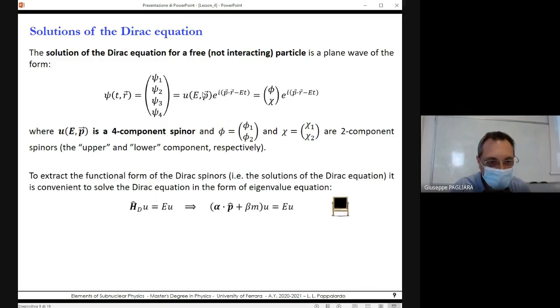Now, to extract the functional form of the Dirac spinors, so the solution of the Dirac equation, it is convenient to solve the Dirac equation in the form of the eigenvalue equation. So let's go back to the original Dirac operator that I showed before, okay? And let's now try to derive the solution out of this.